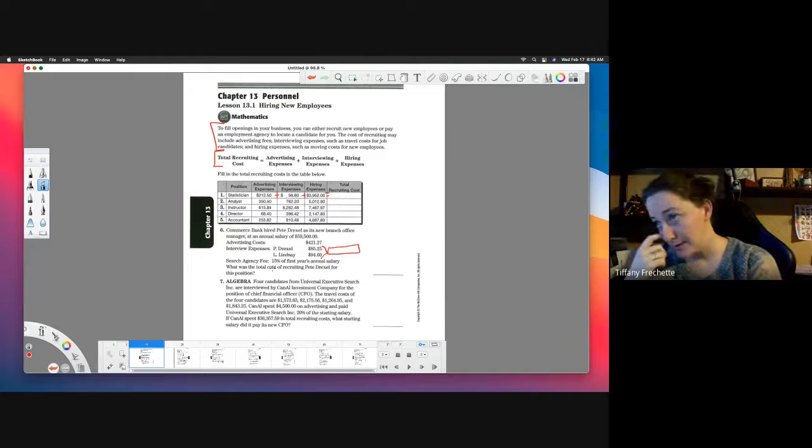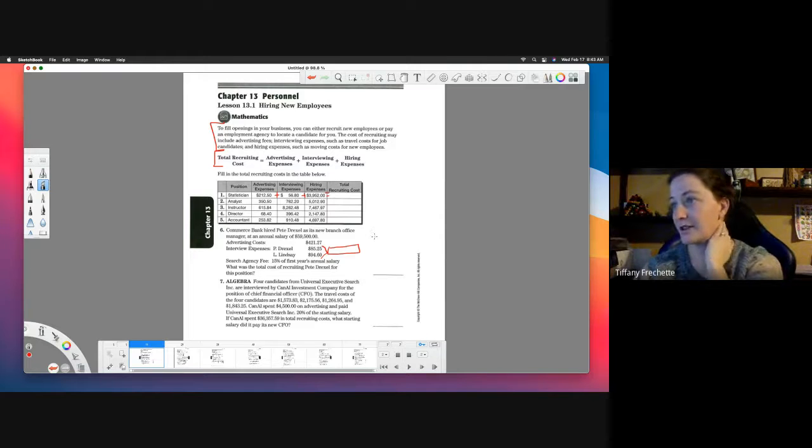So we need to make sure that we calculate this out so that we also include this in our hiring expenses. I believe that would go to the hiring expenses. Let's see, travel. They don't necessarily tell you exactly where search agency would fit, but I would imagine that would go into hiring expenses. They would kind of lump that into that one.